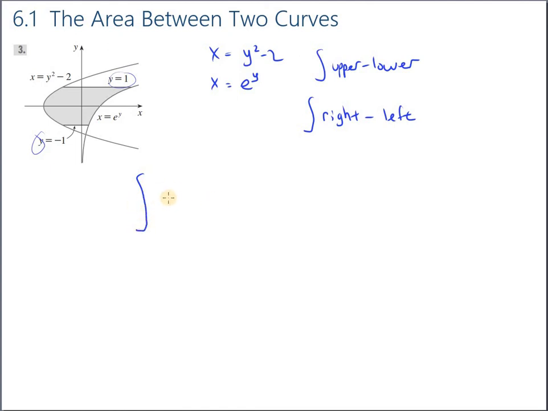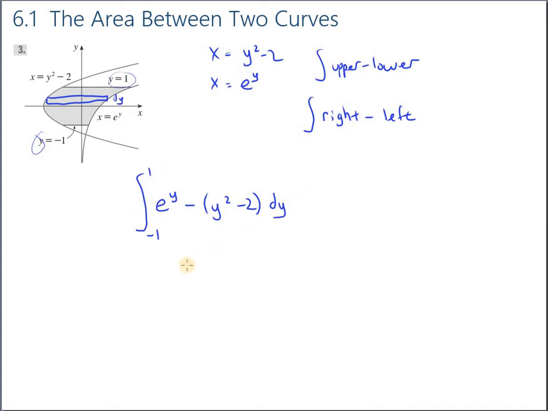We are going to do the rightmost bigger function, which is e to the y, and then minus the smaller or leftmost function, which will be y squared minus 2. When you draw your typical approximating rectangle through here, notice the short side is vertical, so it's a dy, which is good because all our variables are y's. Our limits are y's. We go from y equals -1 to y equals +1.